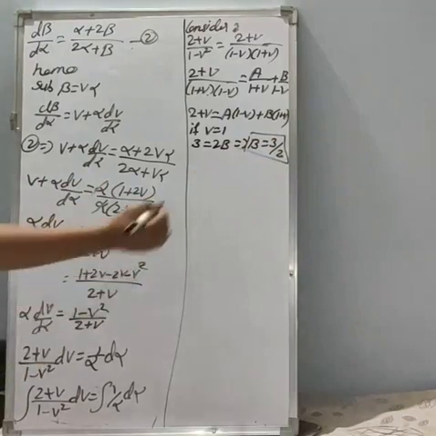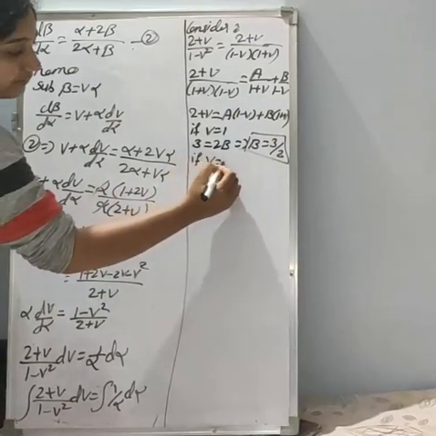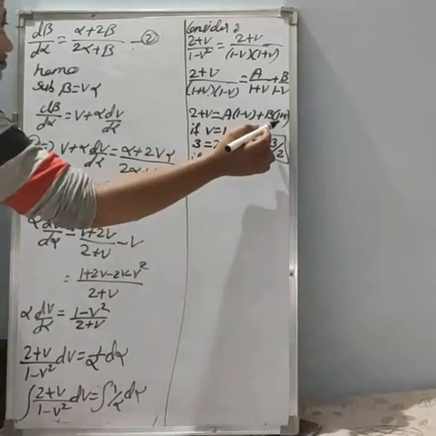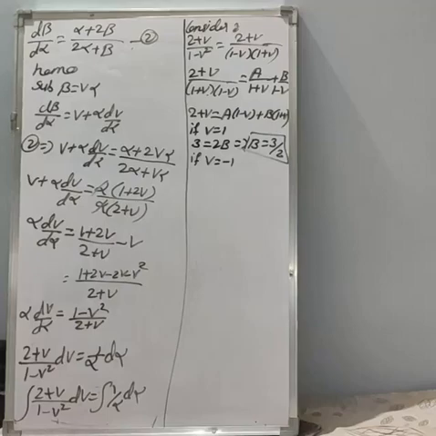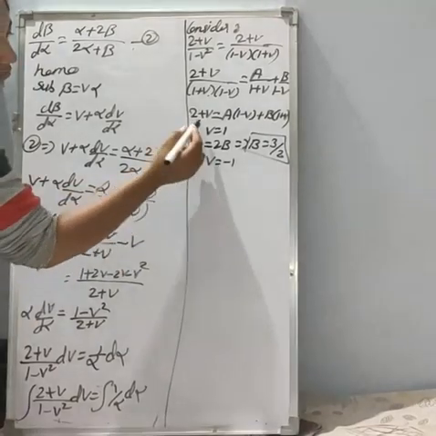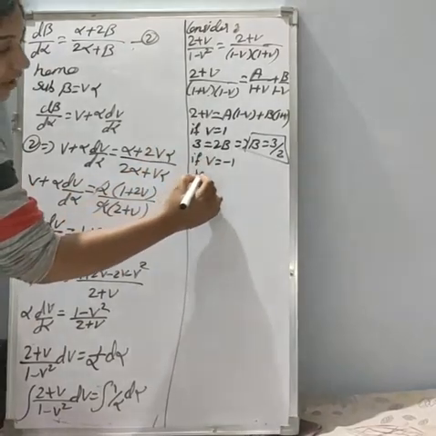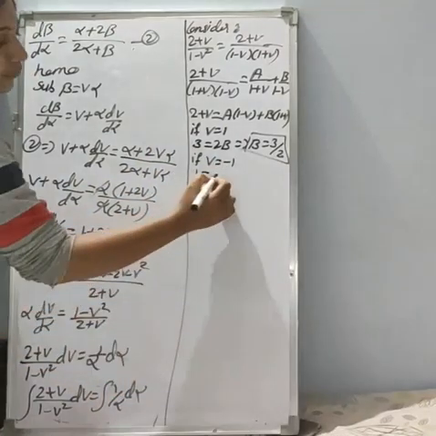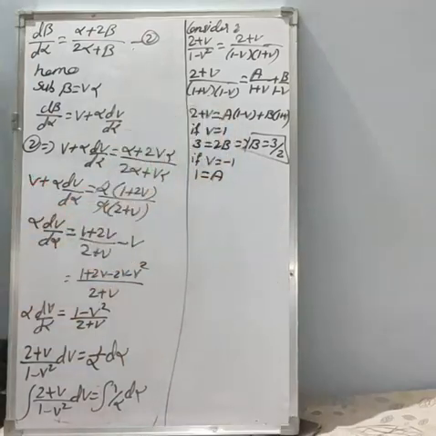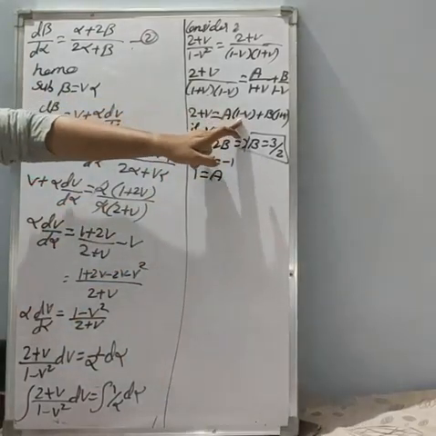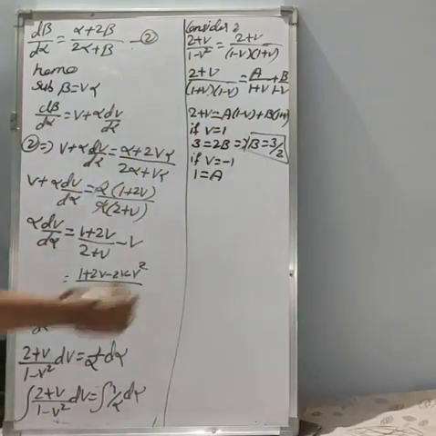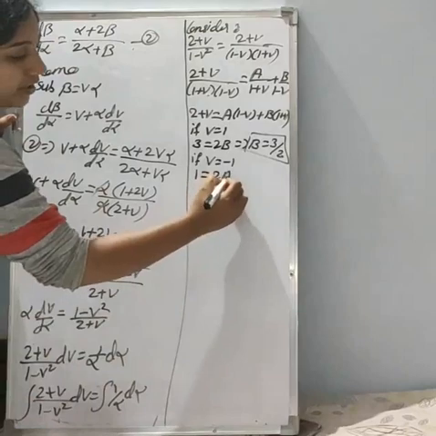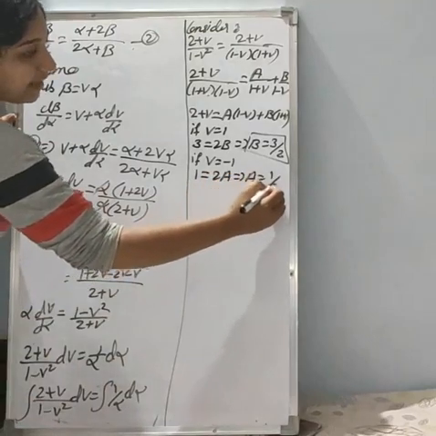Similarly, if you substitute v is equal to minus 1, then this term vanishes. Minus 1 plus 1 is equal to 0. Then you will get the value of a. Okay. So v is equal to minus 1 means 2 minus 1 is 1. This is equal to a, sorry. Okay, a into, if you substitute here minus 1, that minus 1 into this minus becomes plus 1. So you will get 2. So on this side you will get 2a. So you will get a is equal to 1 by 2.